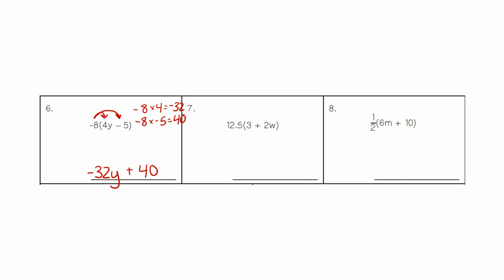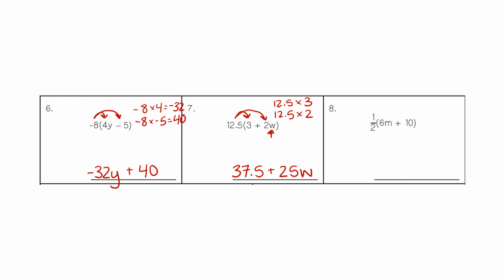For number 7, we are multiplying the 12.5 times the 3. 12.5 times 3 is 37.5. We multiply again the 12.5 times the 2w. 12.5 times 2 would get you 25. And we put the w variable with that number as it is included with the 2 value.